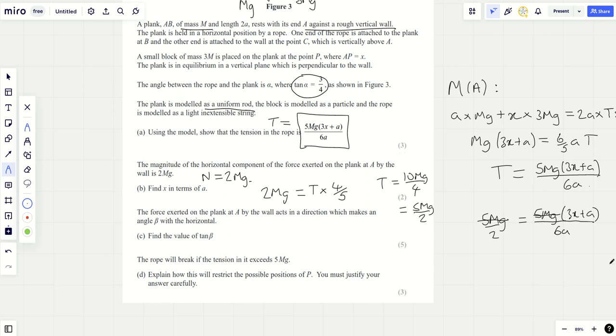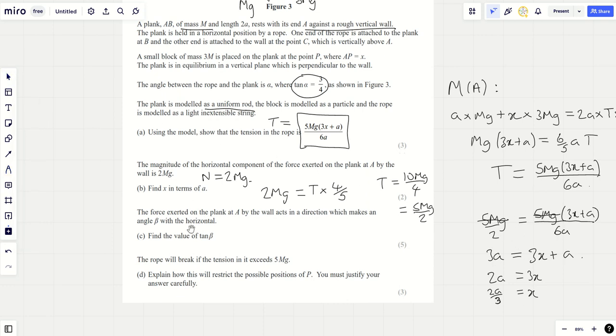Cancel the 5mg's. Do yourself a favour in this question. Make it easy for yourself. Times the 6a over here, so you get 3a equals 3x plus a. And what are we trying to put x in terms of? a. So that's 2a is 3x, and so x is 2/3 of a. Okay, and that's done. X in terms of a. I think that's a lot of work, though, to get x in terms of a there.